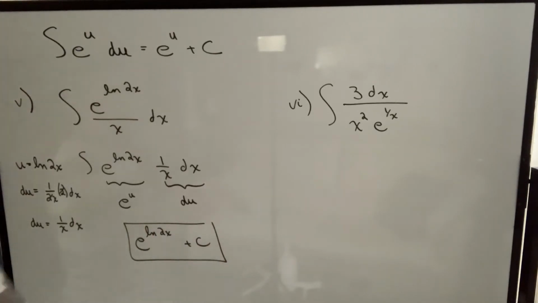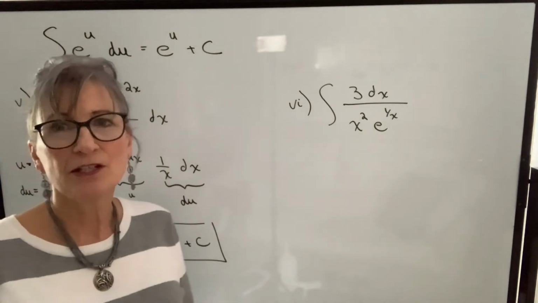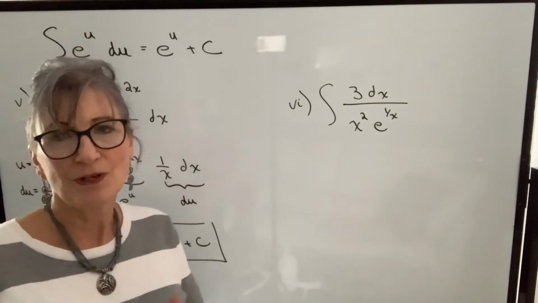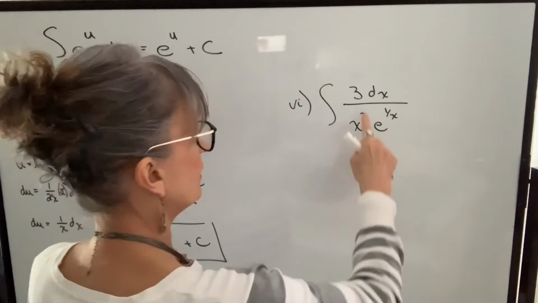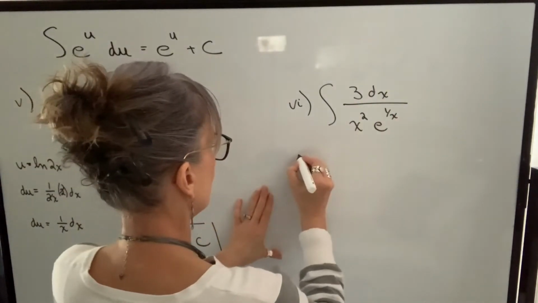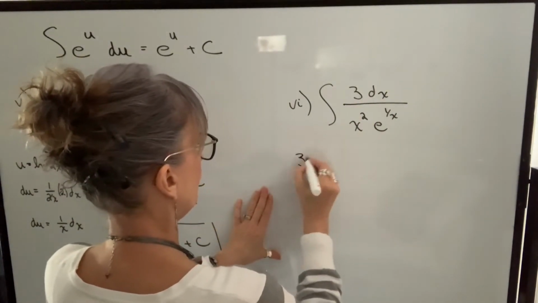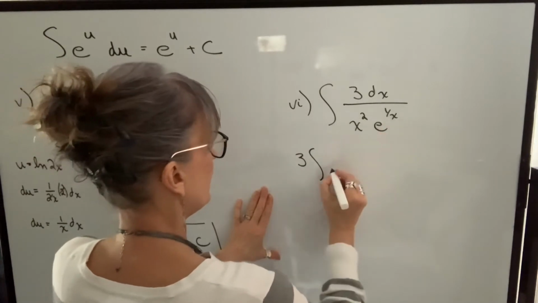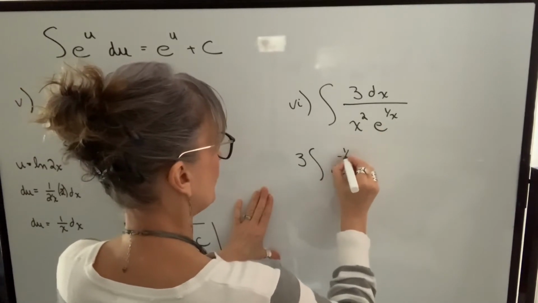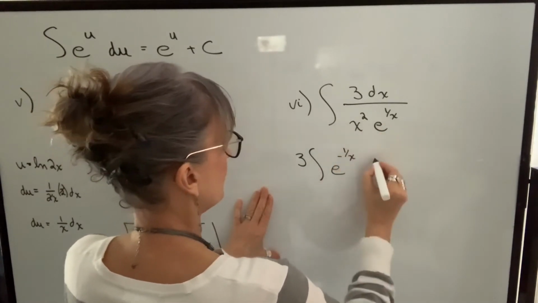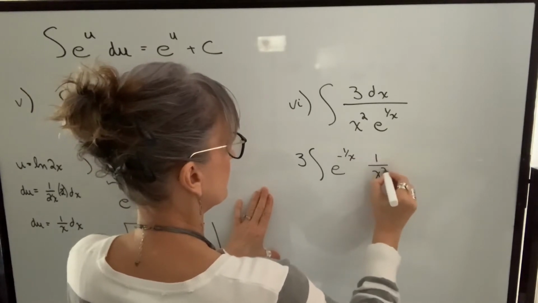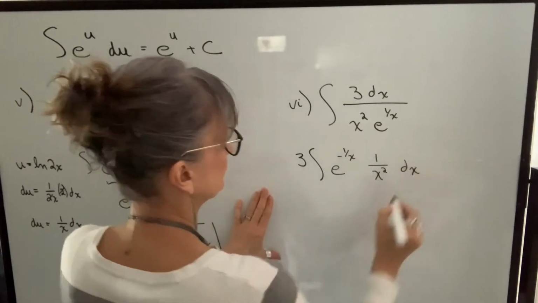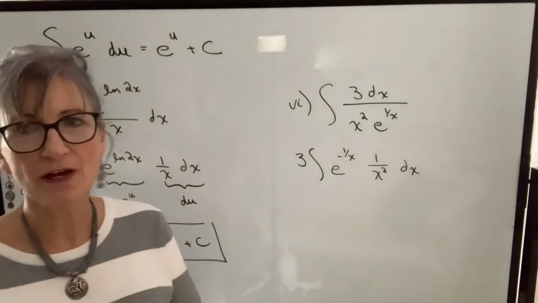Now sometimes you're going to have to do more manipulation to use this pattern. So if we take a look at this example, what I'm going to do is separate everything. I'm going to pull the 3 out front. I'm going to write that as e to the negative 1 over x, and I'm going to write this as 1 over x squared dx. So I just separate all of the factors.